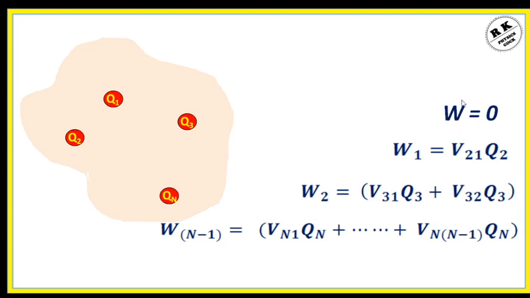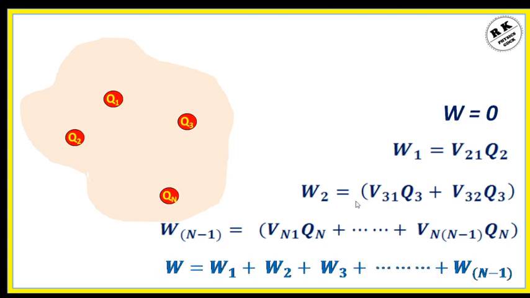This is the work done for bringing the first charge. Let us forget this first equation. The total work done will be the summation of W1, W2, W3 and so on up to W(n minus 1). Don't confuse this W and this W. Let us forget this equation. We are going to add from W1. So that will make the total work done.